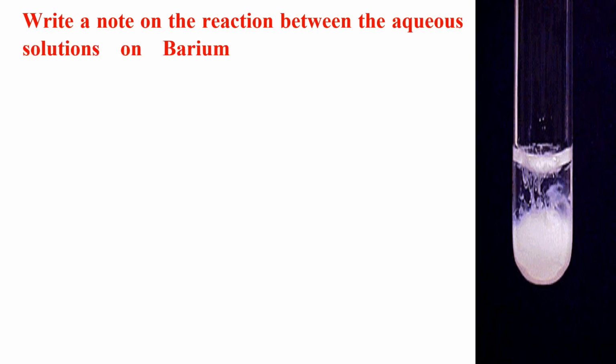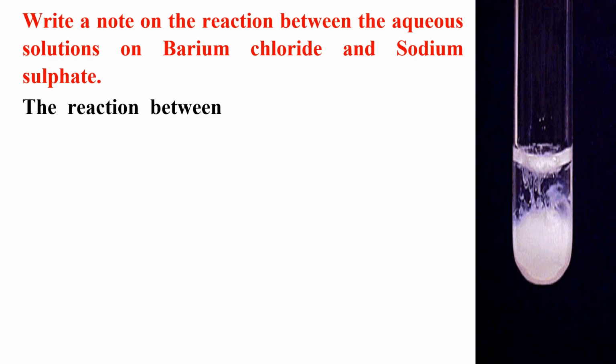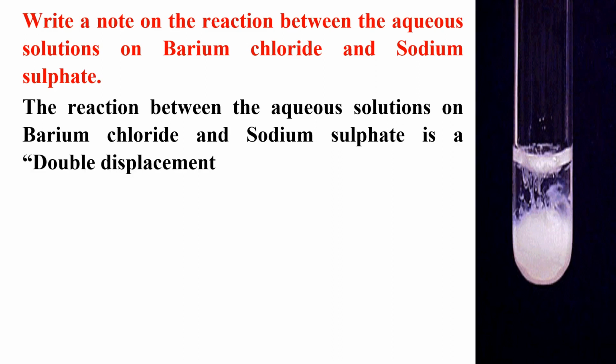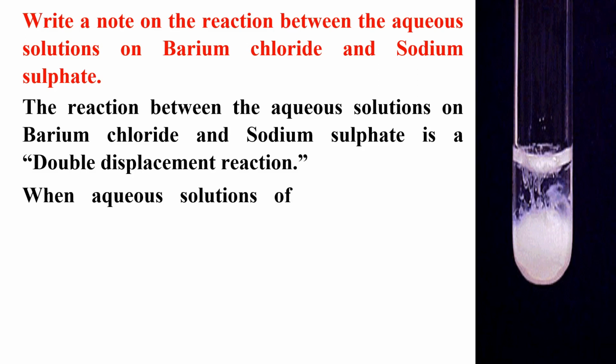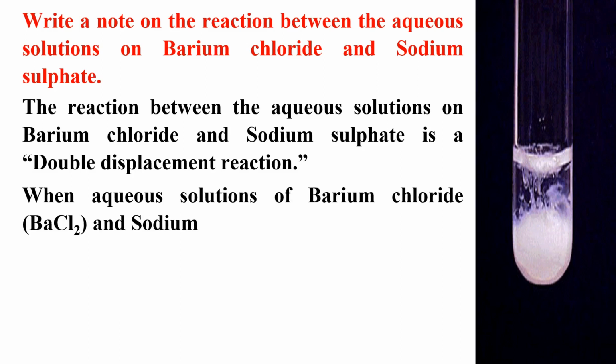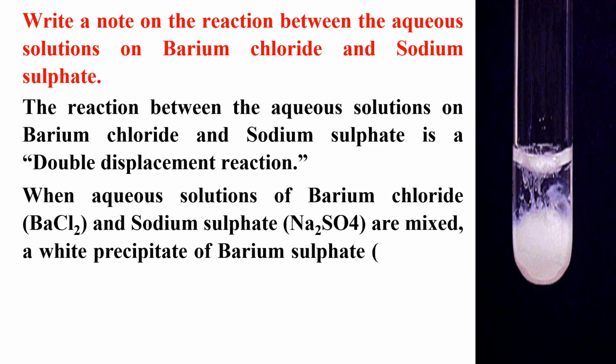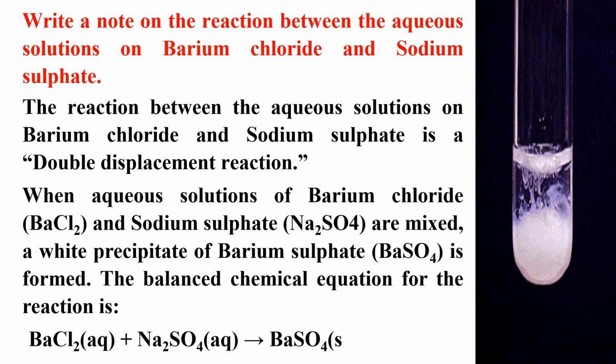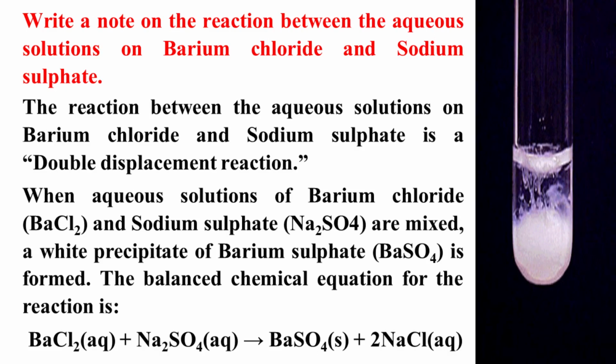Write a note on the reaction between the aqueous solutions of barium chloride and sodium sulfate. This is a double displacement reaction. When aqueous solutions of barium chloride, BaCl2, and sodium sulfate, Na2SO4, are mixed, a white precipitate of barium sulfate, BaSO4, is formed. The balanced chemical equation for the reaction is BaCl2 in aqueous solution plus Na2SO4 in aqueous solution gives rise to BaSO4, solid, plus 2NaCl in aqueous solution.